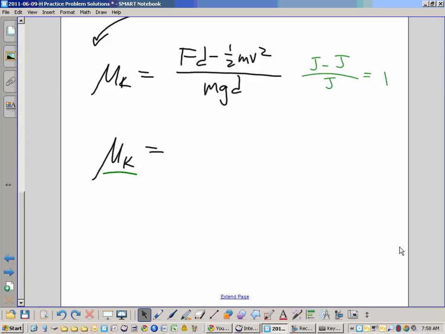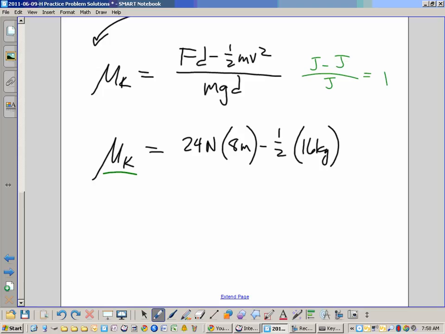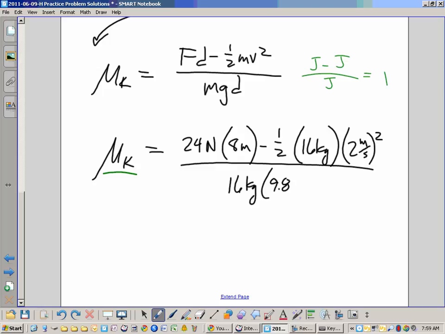So Fd, what's our force? It was 24 newtons, right? Times distance, 8 meters, minus 1/2. What was our mass? 16 kilograms. V final was what? 2 meters per second, right? 2 meters per second squared. I know that I am not putting my correct sig figs in there. Mass, again, 16 kilograms times g, 9.8 meters per second squared, times the distance, again, is 8 meters.